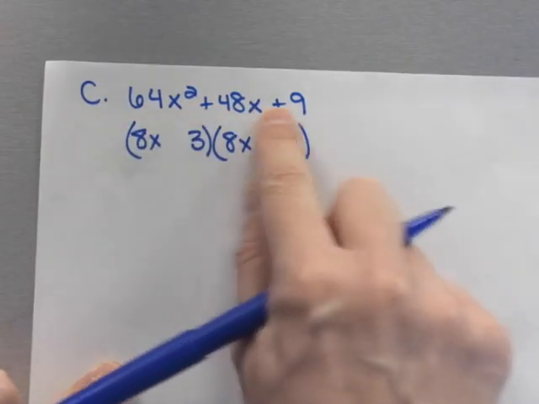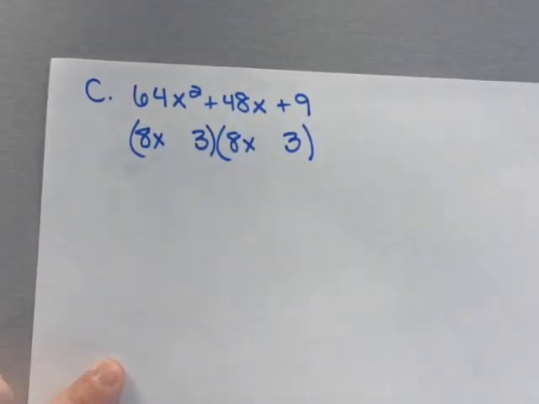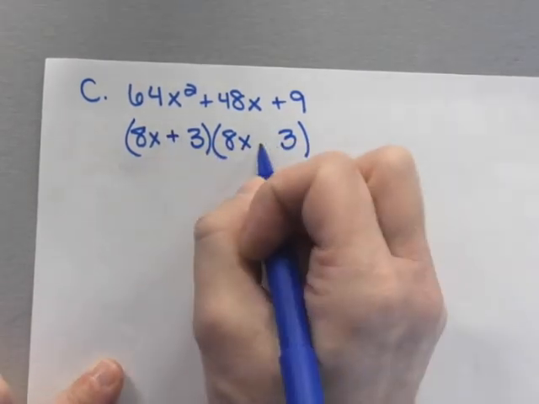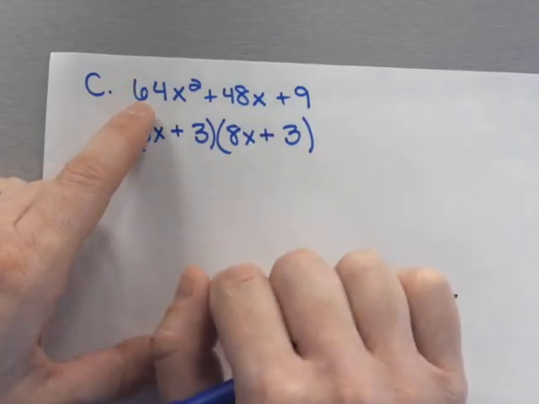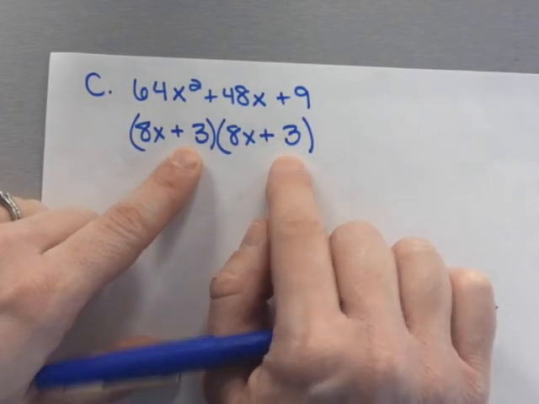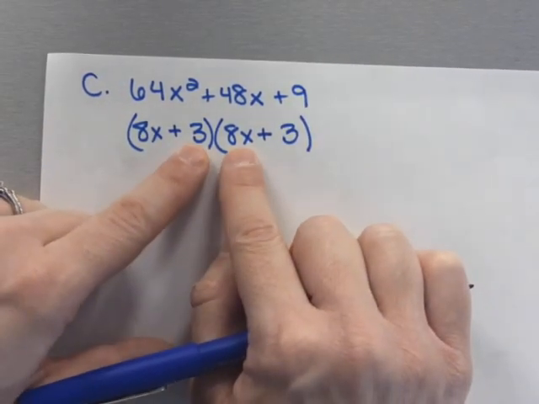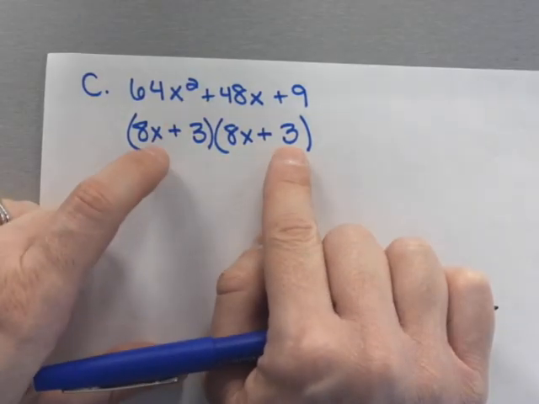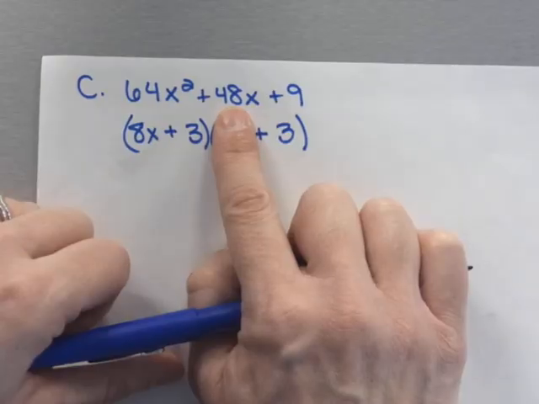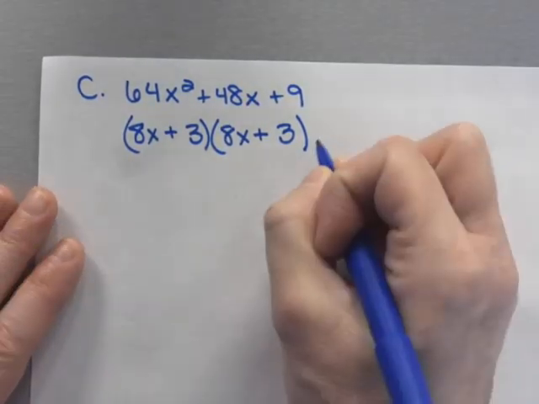Do you see how everything's positive? Do I have any need for any negatives anywhere? No. So I'm going to put pluses here and here. So take a look. This will multiply back to 64x squared. 3 times 3 will multiply back to 9. Do you see how this is going to give me 24x? Does 24 plus 24 take me back to 48? Yep. So it worked out perfectly.